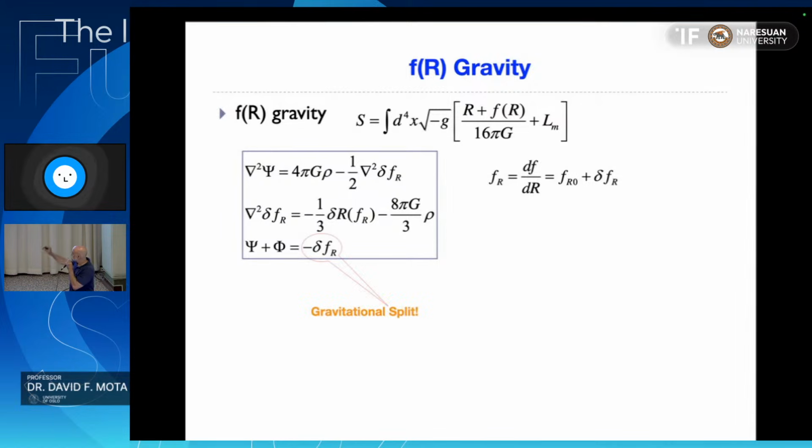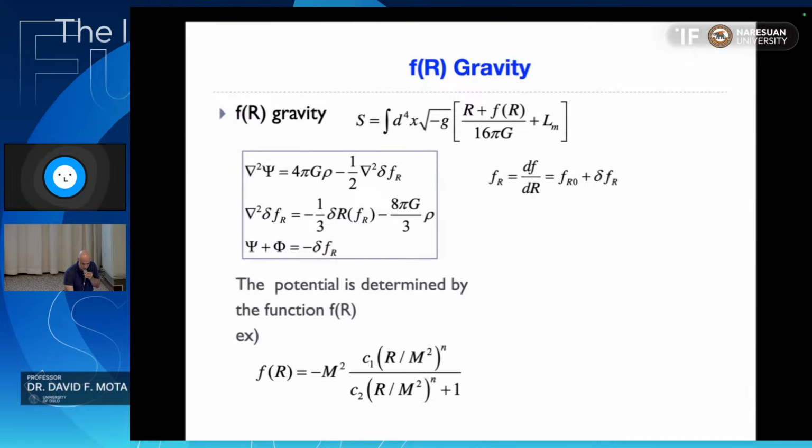And the important part here is that the gravitational slip, so psi is not equal to phi anymore, but it's proportional to the scalar degree of freedom. And that's when the Poisson potential is going to be different from the Newtonian potential. It's going to come from there because the gravitational slip is not 0 any longer. And we'll see the details a bit later.